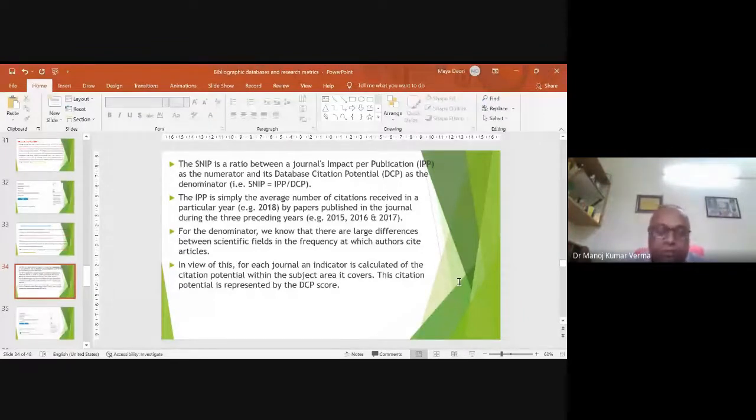So for the denominator, we know that there are large differences between scientific fields in the frequency at which authors cite articles. In view of this, for each journal, an indicator is calculated of the citation potential within the subject area it covers. This citation potential is represented by the DCB score.